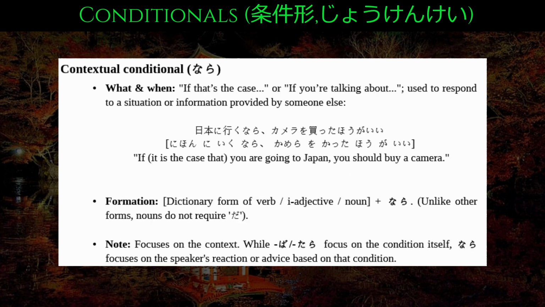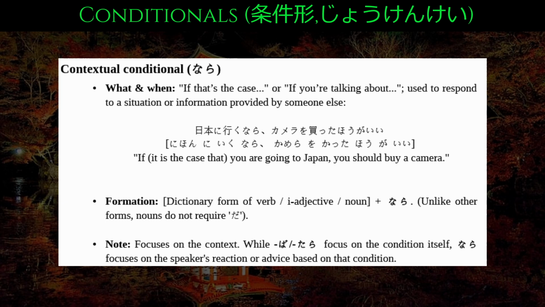Next, the contextual conditional nara. Again, what and when. If that's the case, or if you're talking about, then. This is used to respond to a situation or information provided by someone else. For example, 日本に行くならカメラを買った方がいい。If it is the case that you're going to Japan, you should buy a camera. It is the case that, obviously, can be left out when translating.